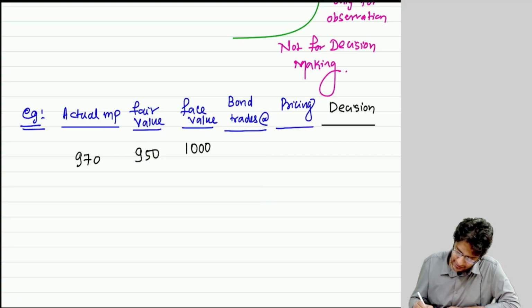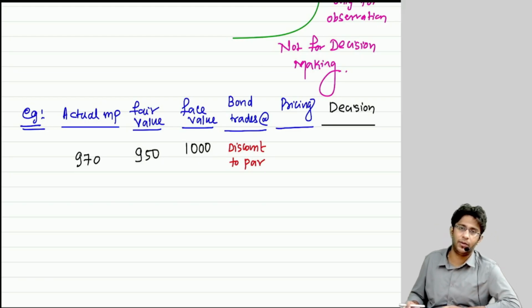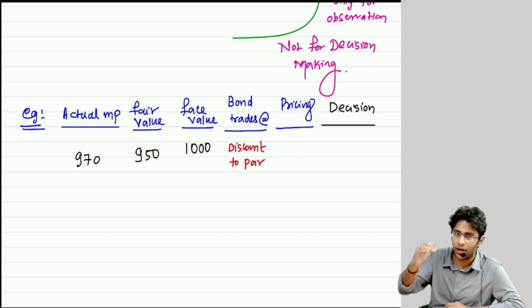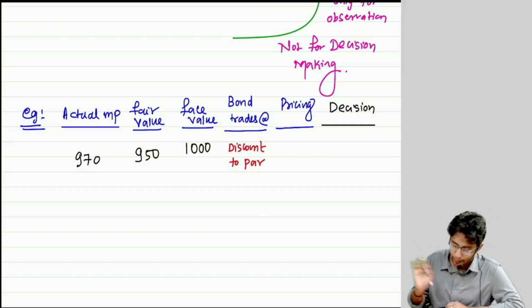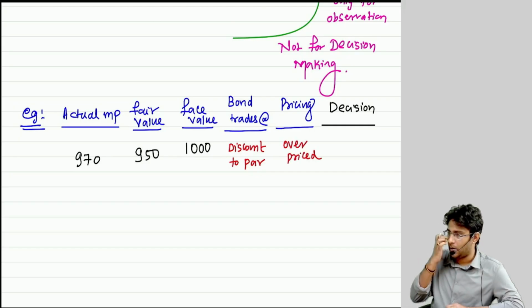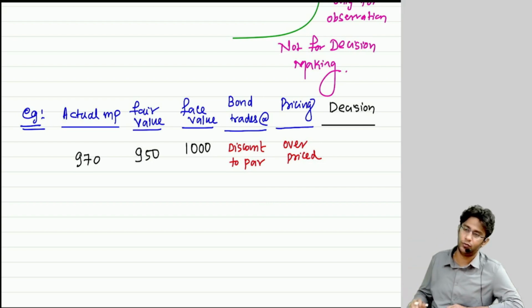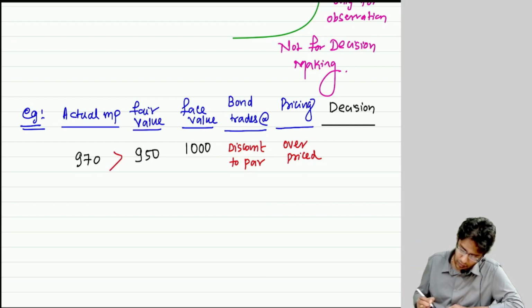So in this case, the answer is the bond trades at a discount to par. Discount means not cheaply available. The face value, if you compare, it is lower than that. But the bond is clearly overpriced. Why is the bond overpriced? Actual market price is greater than the fair value. That's the reason.